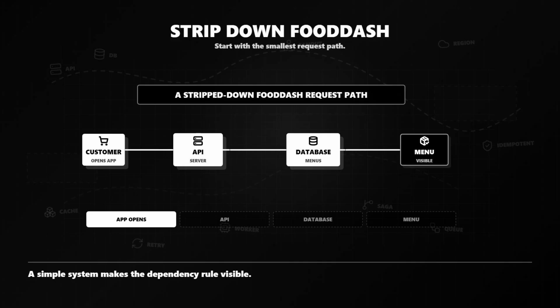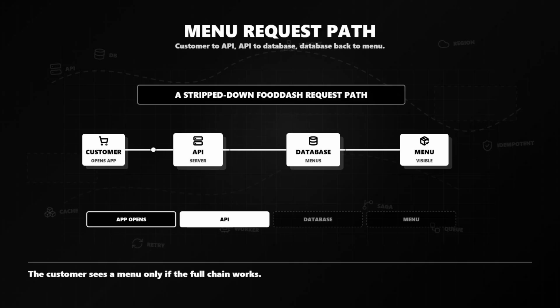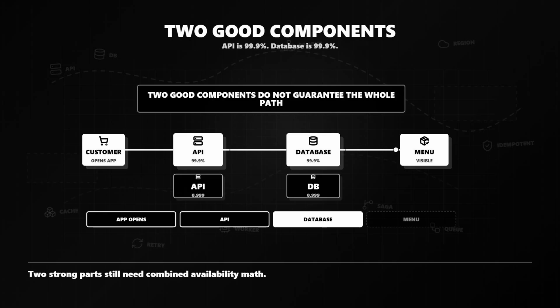Imagine a very stripped down, simple version of FoodDash. A customer opens the app, the request goes over to an API server, that API server talks to a database, the database returns the information, and boom, the customer sees the restaurant menu. Now let's assume the API server is 99.9% available and the database is exactly 99.9% available too. At first glance, you'd think the whole FoodDash system should naturally hit that exact same target.